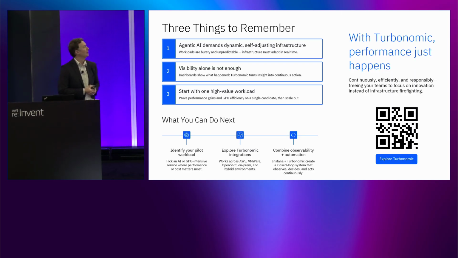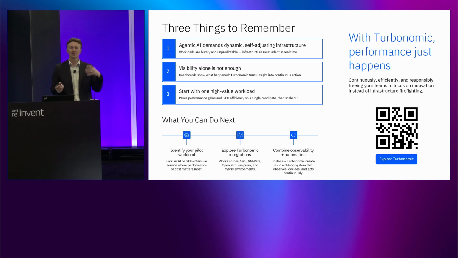All right, so three things I'd love to leave you with today. Agentic AI, because of its nature, is very unpredictable, right? It requires a lot of resources. It doesn't scale in a linear fashion. So when you're thinking about projects along your maturity curve of adopting agentic AI, keep this in mind, that you're going to have to be sensitive to this because they're bursty and unpredictable.